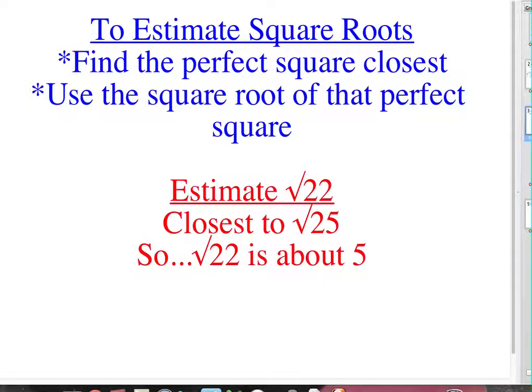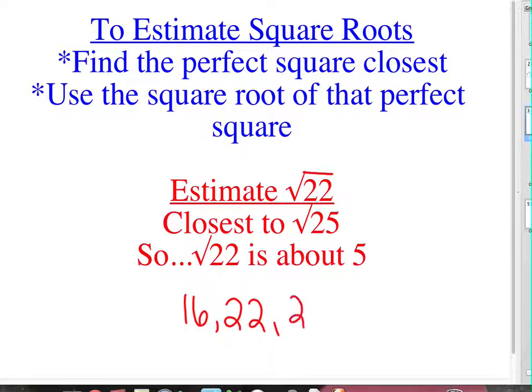Next up is estimating square roots. This isn't too bad. If they ask you to find the square root of a number that's not a perfect square, you have to estimate it. So they give us one. They tell us to estimate the square root of 22. Well, there is no whole number times itself that equals 22. So think of the perfect squares that 22 comes between. Go back to that list maybe on the first page.